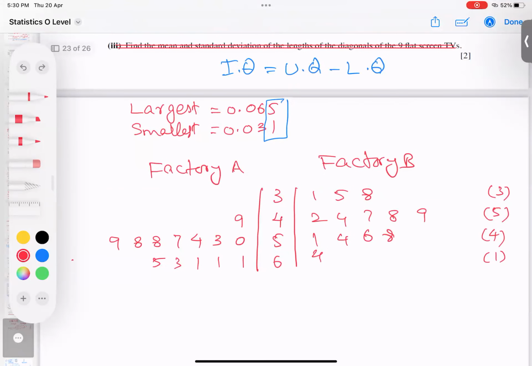So here we have a 5 values. Here we have a 7 and here 1. So it's also 13. Correct.